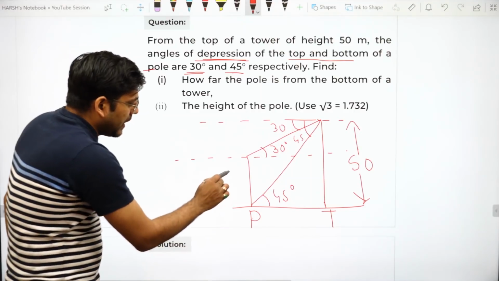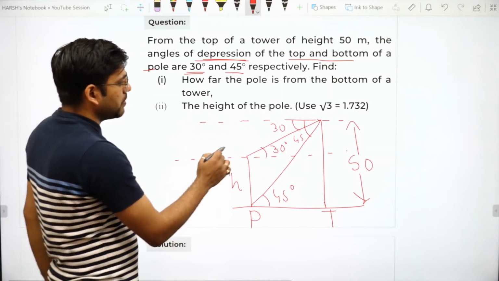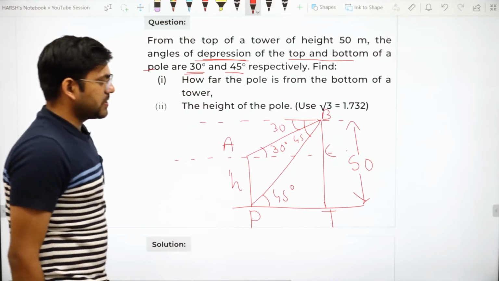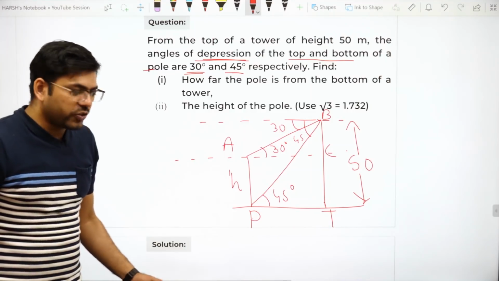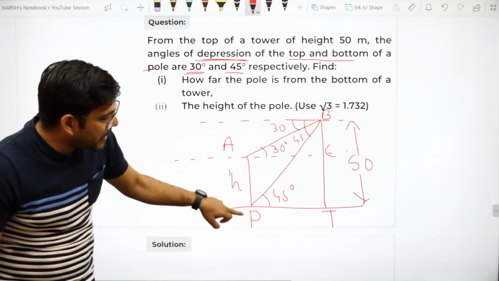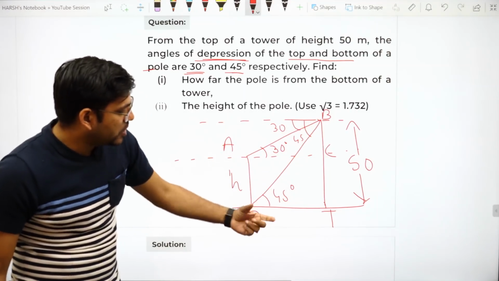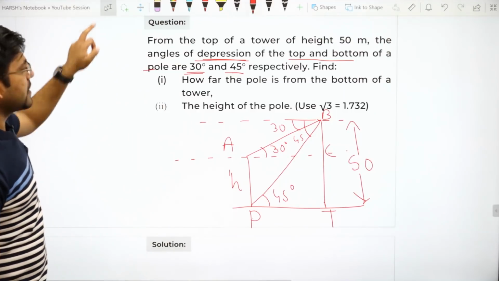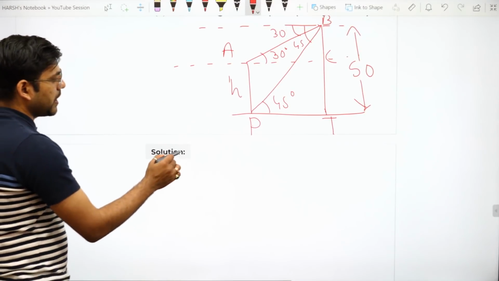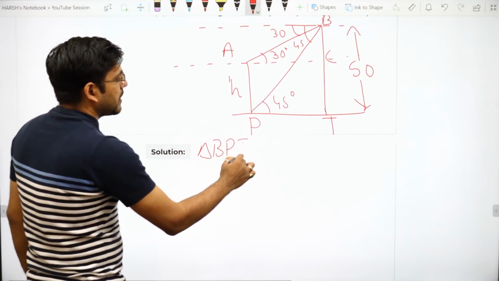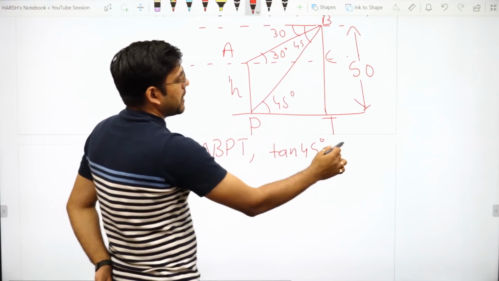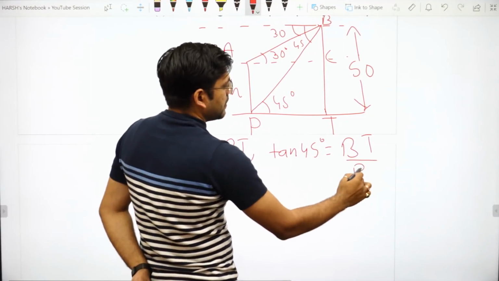Now, let us assume the height as H and put the names. I am doing the naming, it's A, B, C. Now I will apply the trigonometric ratios first of all in triangle BPT. Why? Because we have the height here, so we will be finding the base. So I am writing triangle BPT. In triangle BPT I will apply tan 45, that is equal to perpendicular BT upon base PT.